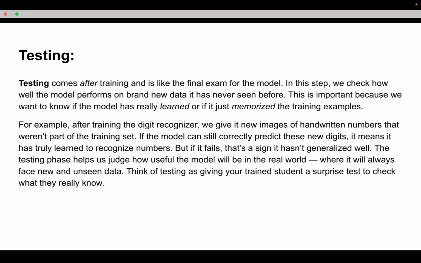For example, after training the digit recognizer, we give it new images of handwritten numbers that weren't part of the training set. If the model can still correctly predict these new digits, it means it has truly learned to recognize numbers. But if it fails, it's a sign that it hasn't generalized well. The testing phase helps us judge how useful the model will be in the real world, where it can always face new and unseen data. Think of testing as giving your trained student a surprise test to check what they really know.